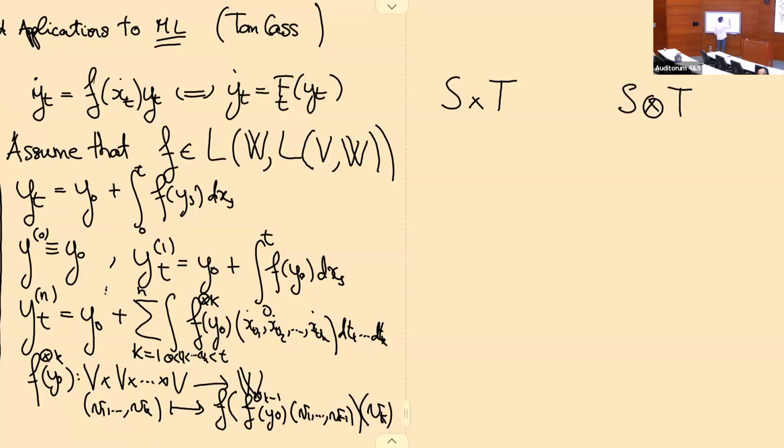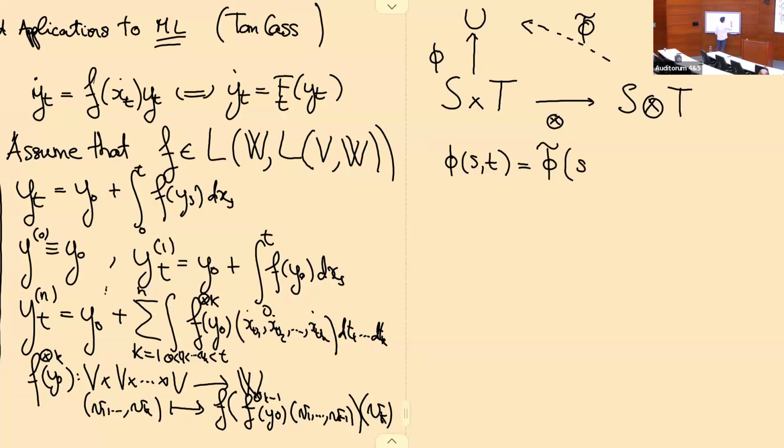The space is accompanied by a map, the tensor product map, which has the following universal property: if you take any other vector space U and any bilinear map phi, there exists a unique linear map phi tilde such that this diagram commutes, such that phi of (s, t) is equal to phi tilde of s tensor t. So this is a classical construction. It's a definition of the tensor product space.